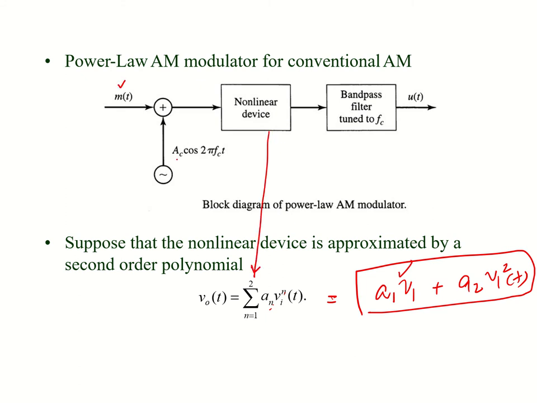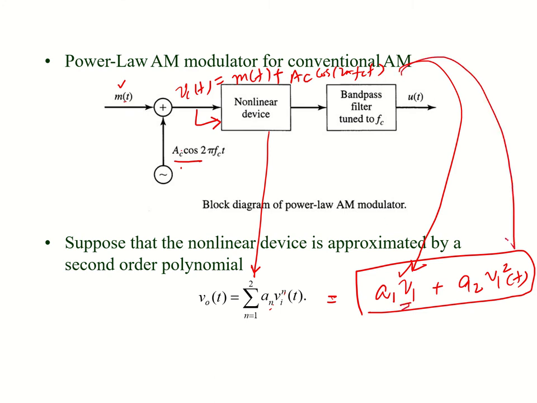Let's say this is my message signal, and this is my carrier. So my input signal is the message plus the carrier. I am just adding them, message and carrier, and then feeding this to the nonlinear device. So this input comes here just as it is, and then its square.